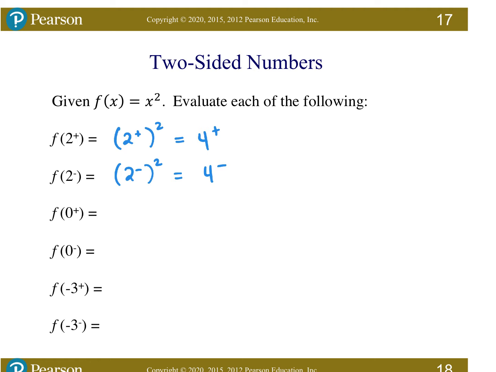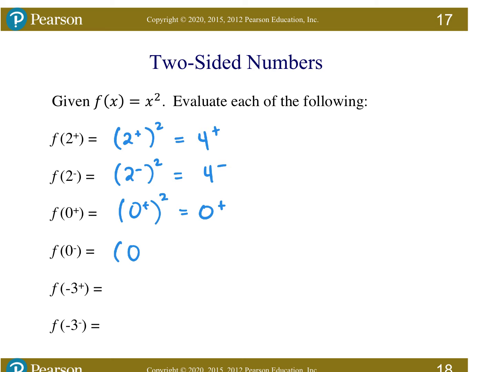Okay, what about 0 plus? If I square that, I'm starting out on which side of 0? The positive side. If I start out on the positive side of 0 and I square it, where do I end up? I'm still on the positive side of 0, because if you square something that's positive, it's still positive.